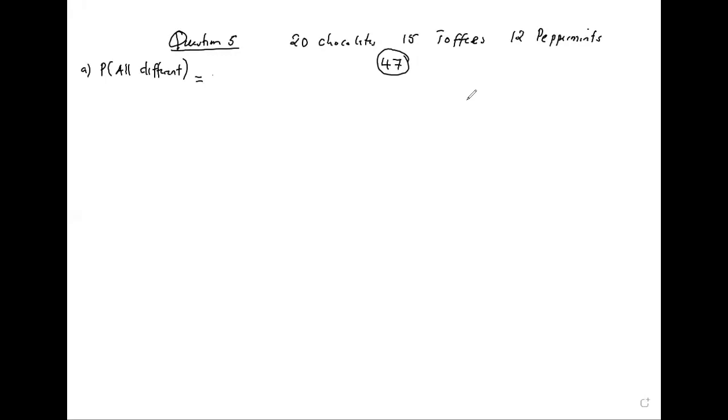So what you do is you pick the probability of the orders: chocolate, toffee, peppermint; or chocolate, peppermint, toffee; or peppermint, toffee, chocolate; or peppermint, chocolate, toffee; or toffee, peppermint, chocolate; or toffee, chocolate, peppermint. It's just about how you're getting them. So I can have 3 all different, but picked in different orders.